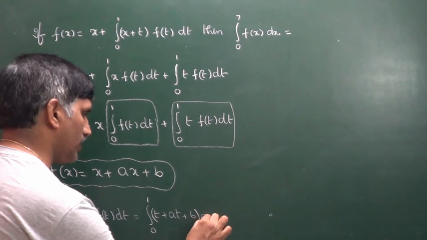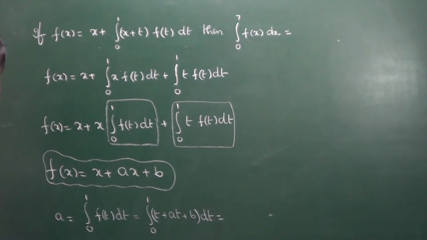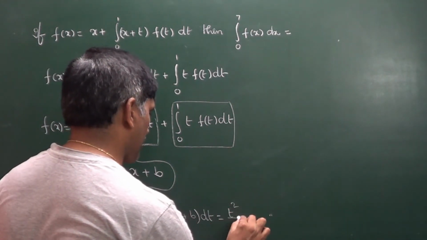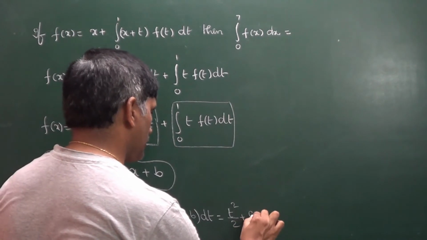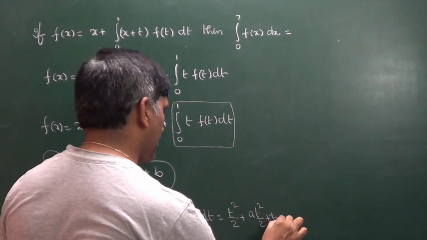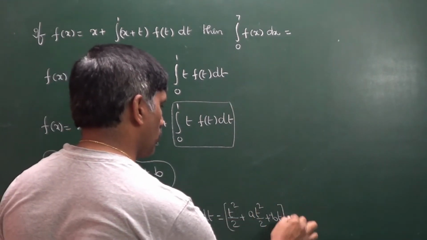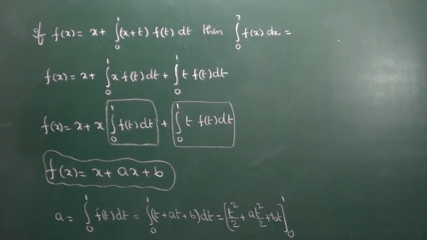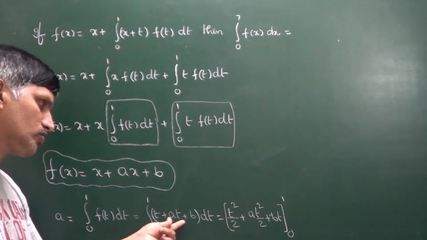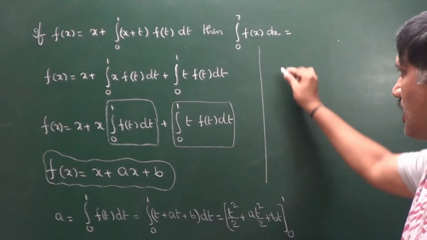We have to integrate dt. Now, its integration you know how to do. This integration is equal to t square by 2 plus a into t square by 2 plus bt, with limits from 0 to 1. Now we are getting the value of a.